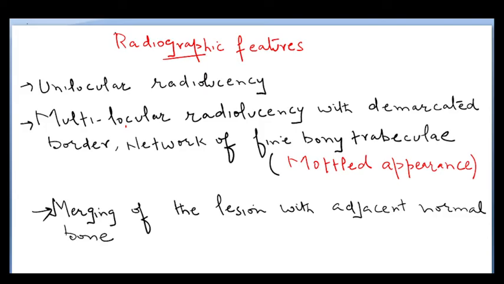Now coming to radiographic features of fibrous dysplasia. These can be unilocular or multilocular radiolucencies, or sometimes a mixed radiolucent radiopaque variety is seen in the form of a mottled appearance. The mottled appearance of fibrous dysplasia has a fine network of bony trabeculae. One more feature of fibrous dysplasia is that there is merging of the lesion with adjacent normal bone. We can differentiate fibrous dysplasia from ossifying fibroma by this feature.